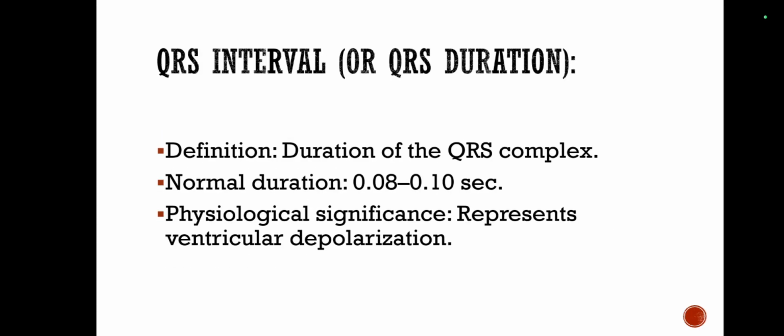The next is the QRS interval. We can also say this as QRS duration. The duration of the QRS complex is because of the ventricle depolarization. We know the contraction of the ventricle is happening during the QRS phase. So its normal duration is about 0.08 to 0.10 seconds. Physiological significance, we know that it represents ventricular depolarization.